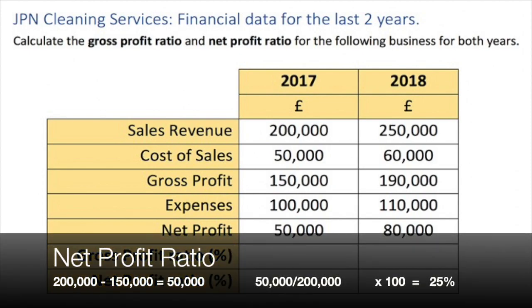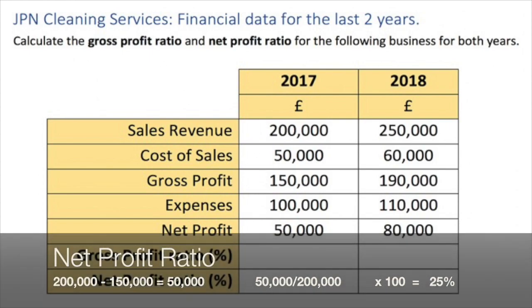So the net profit ratio, well, the net profit is the sales minus the cost of sales and the expenses, sometimes called the fixed costs. So it's 200,000 minus 150,000, which leaves 50,000. And then you divide that, because that's the net profit, 50,000 net profit, by the original sales to get the ratio and multiply by 100. So it's 50,000 divided by 200,000 multiplied by 100, which is 25%.